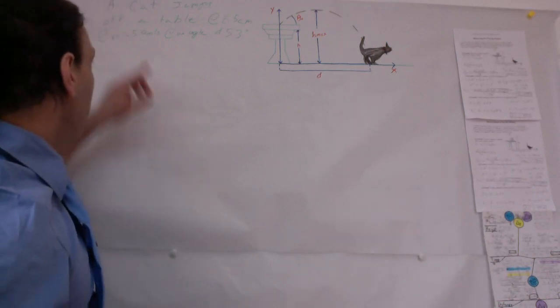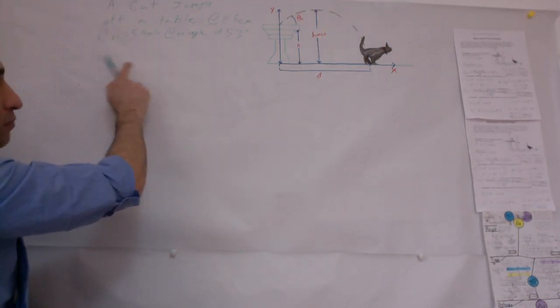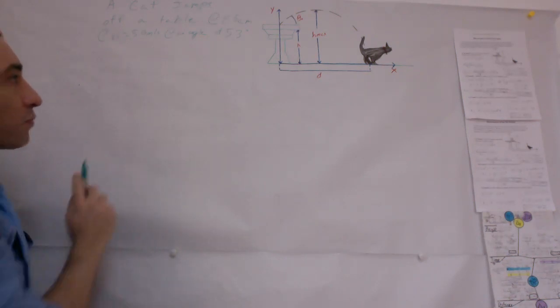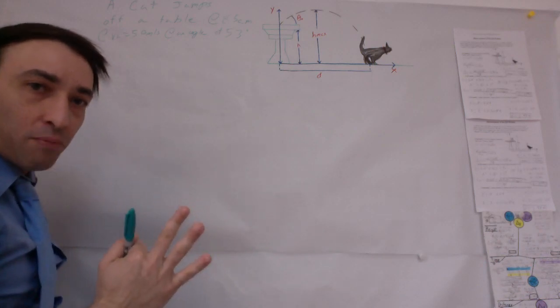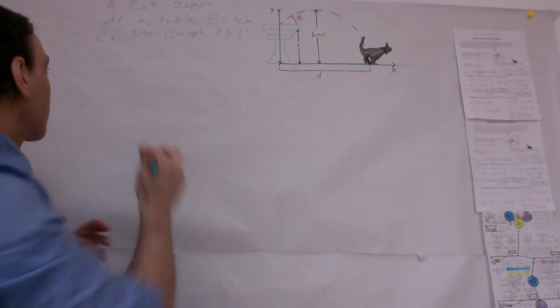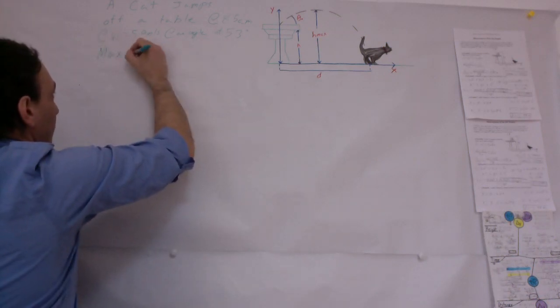So with the question being a cat jumps off a table at 85 centimeters at 5 meters per second initial velocity at an angle, usually you're going to have three questions that come along with this problem. Some of the three questions would be maximum height, time, and distance. So right now, what I'm going to do, I'm going to put max height.